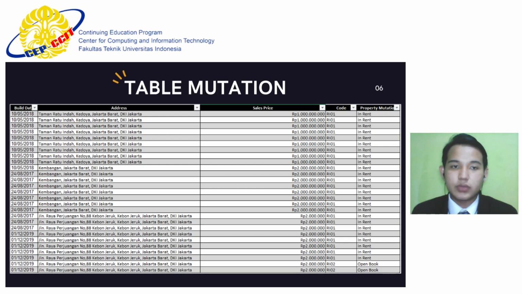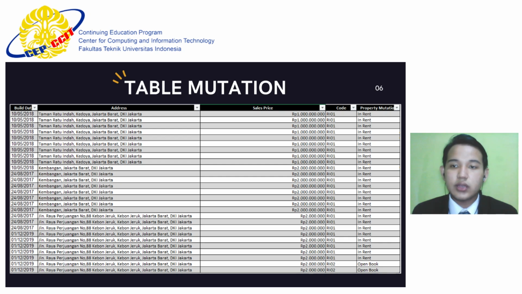Table mutation. On the mutation table, there are 5 columns: build date, address, sales price, code, and property mutation. Build date is the date the property was built, the address is the property address, and the sales price is the price that will be sold to the customer. It is using the VLOOKUP formula, different from the previous property table.